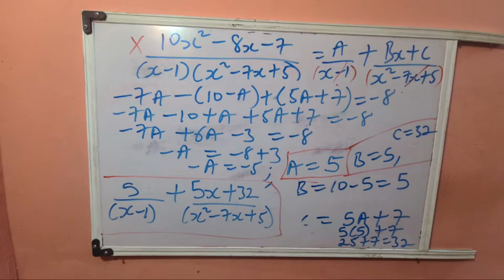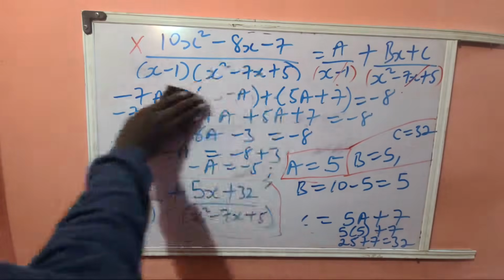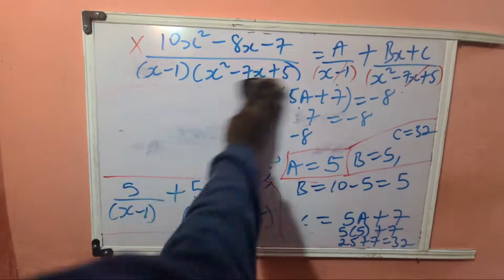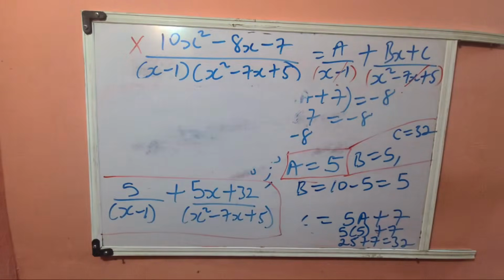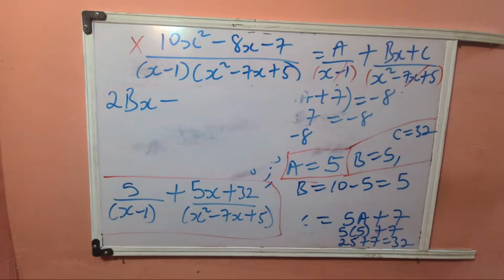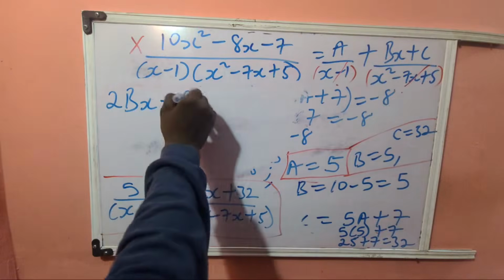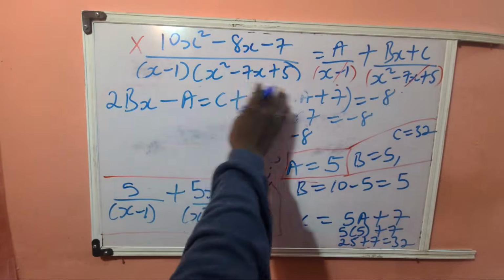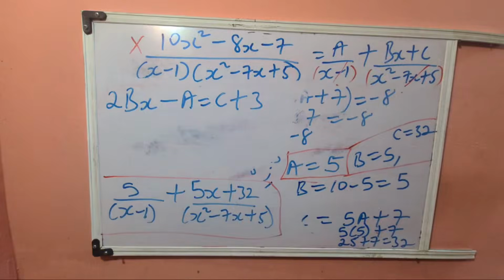Quite very simple. So look at the other question that was asked. This one was also 2 marks. You were told that using a, b, and c, solve the equation. Now you can take the equation down. The equation given was 2bx minus a equals c plus 3. 2bx, look at it right here: 2bx minus a equals c plus 3. So you were told to solve the equation.